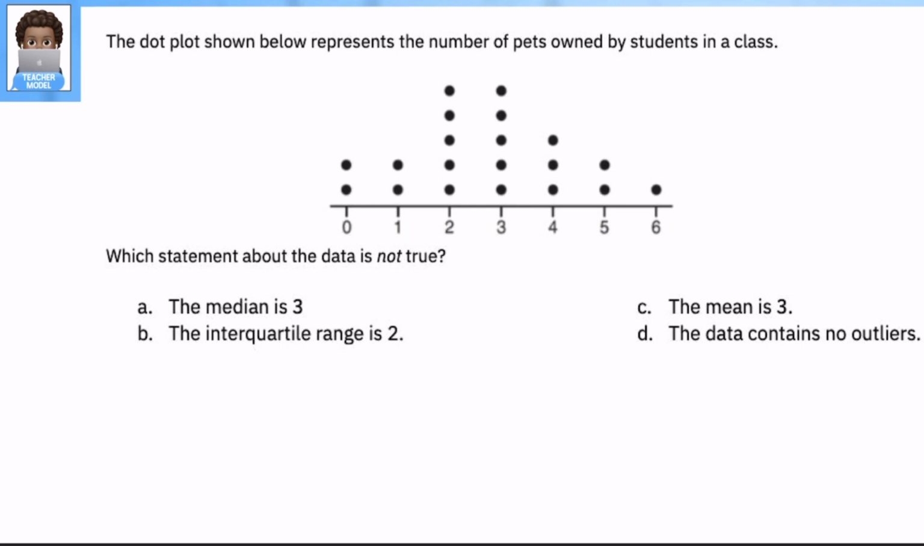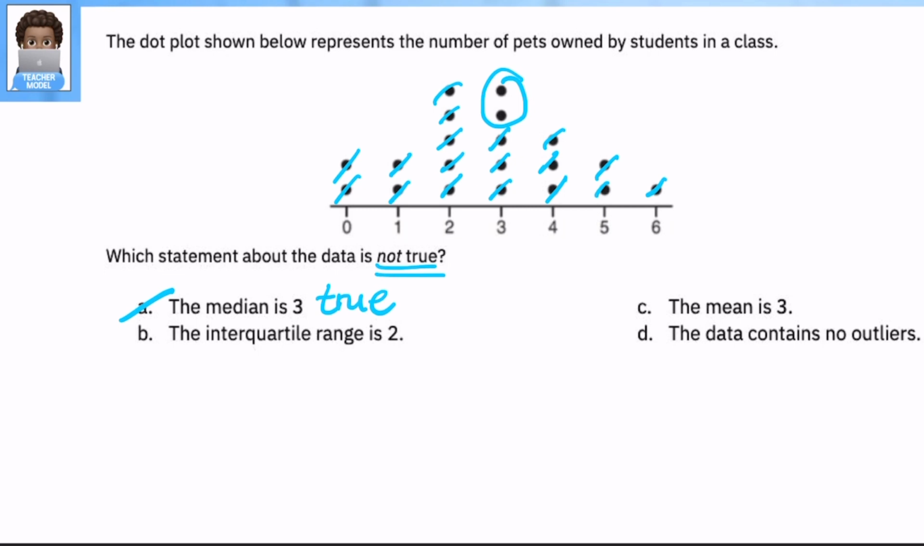What I like to do for this one is to just start crossing out. I'm going to cross out 4 here on this end and 4 here on this end. 1, 2, 3, 4, 5. 1, 2, 3, 4, 5. So my median is going to be 3, so this is true. And so I have to cross that one out because I'm looking for the one that is not true.